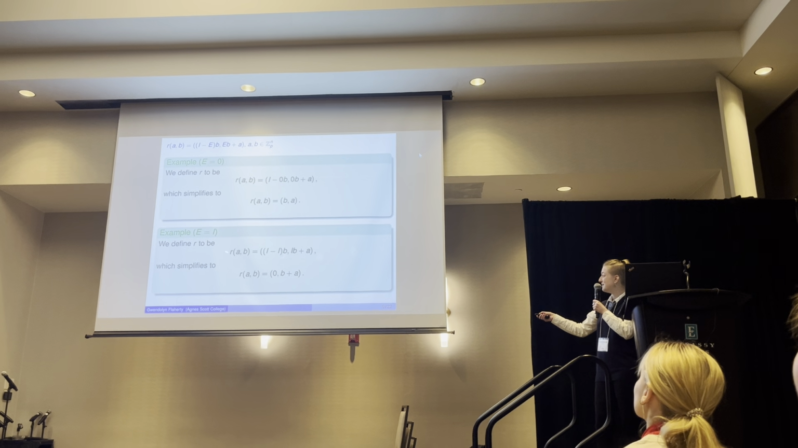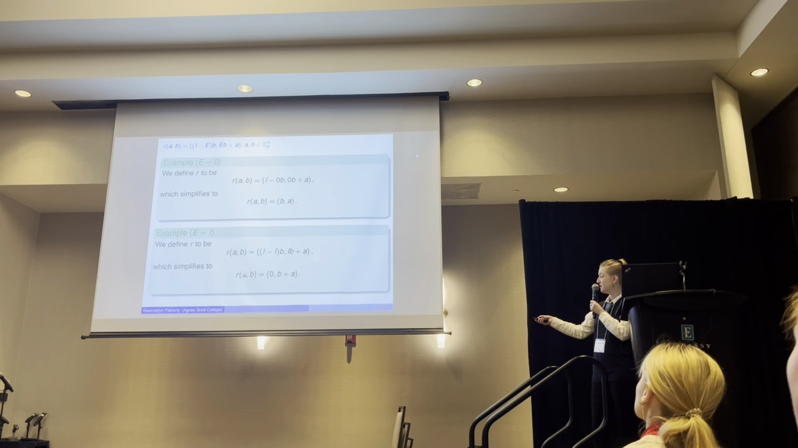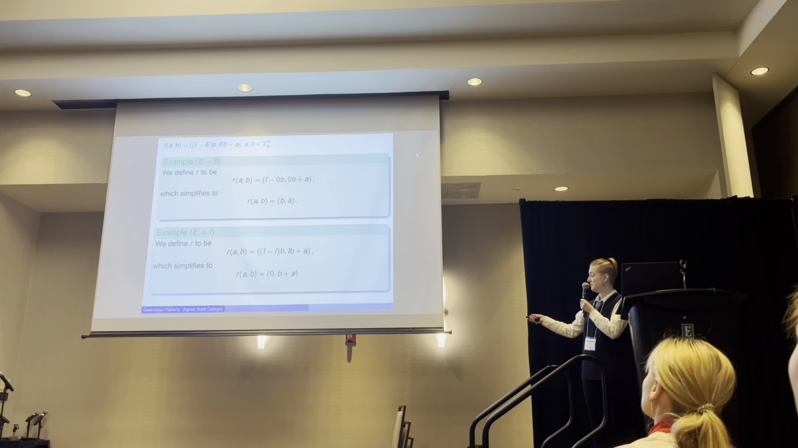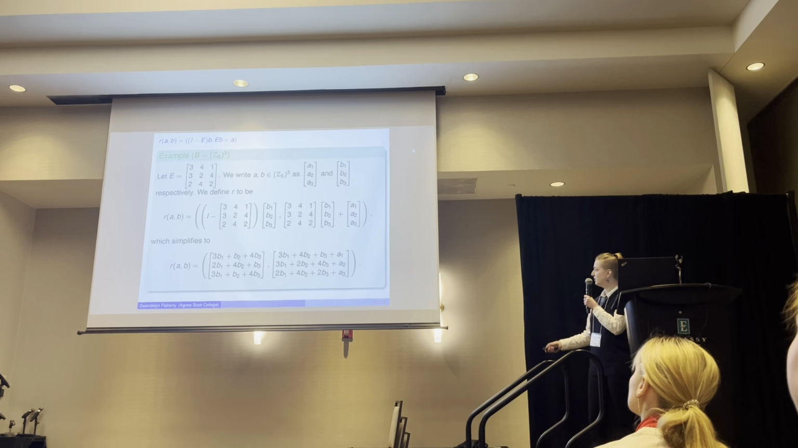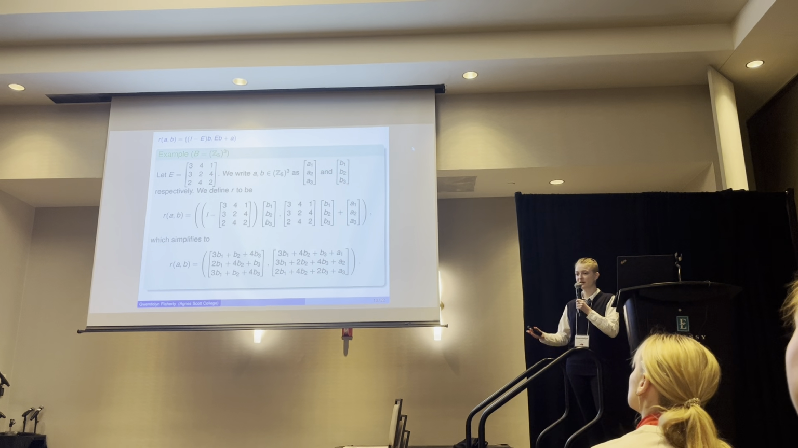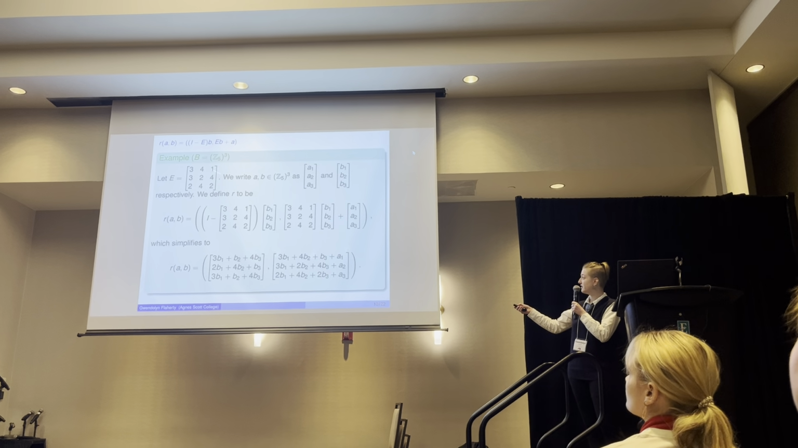And if we use the identity matrix, we plug it in and we get R of A and B is just equal to 0 and B plus A. That's another solution. For a more complicated example, we could let E be this 3 by 3 idempotent matrix here.